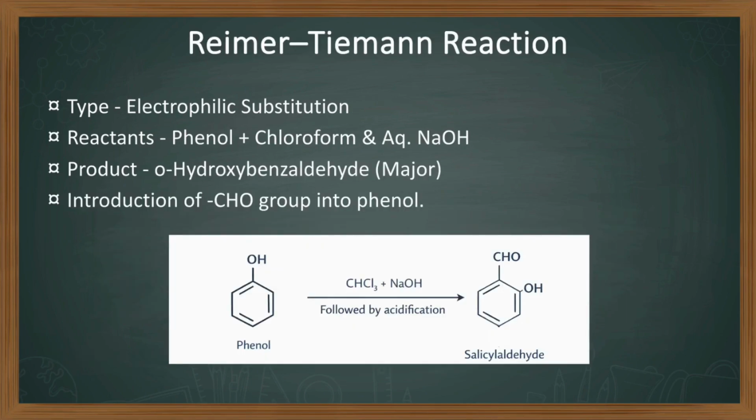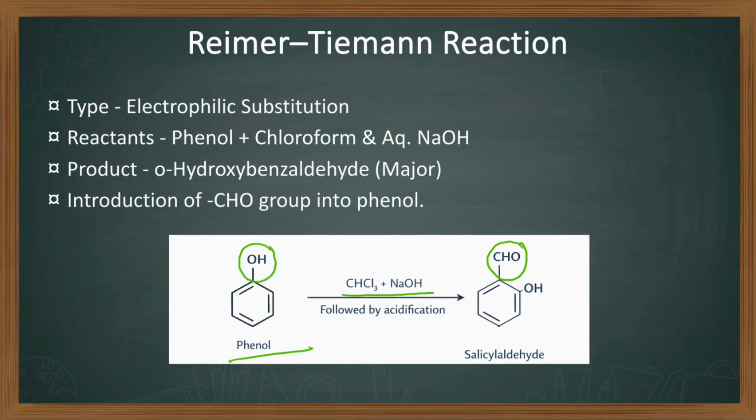The next reaction is Reimer-Tiemann reaction. It's an electrophilic substitution reaction. Here, phenol reacts with chloroform and sodium hydroxide. The aqueous solution of sodium hydroxide is used normally. This introduces an aldehyde group into the benzene ring.